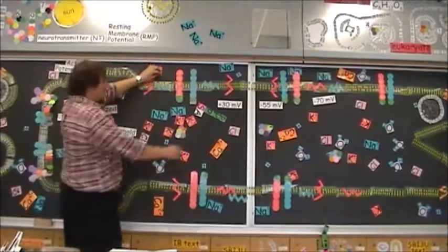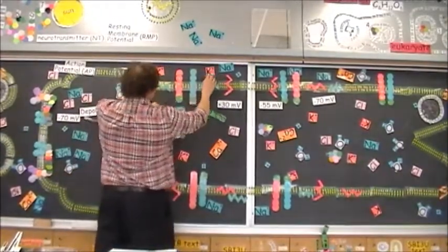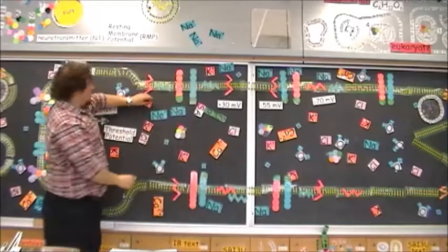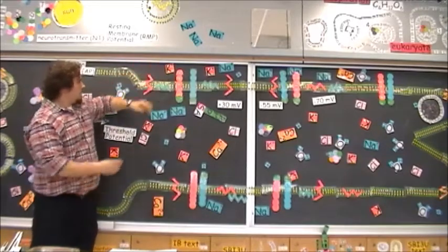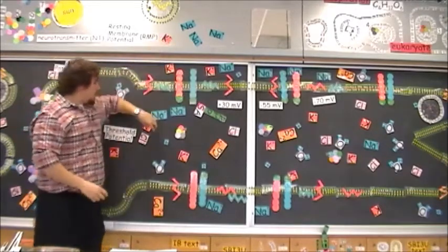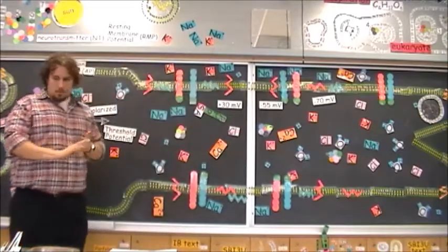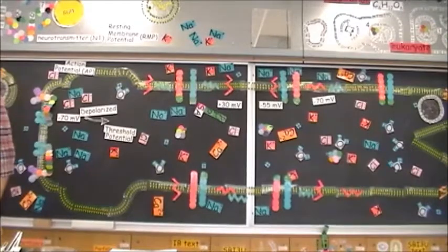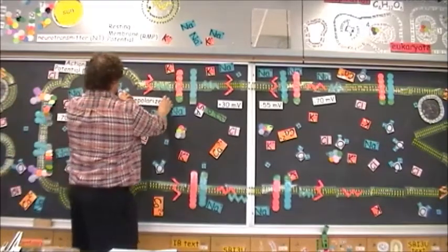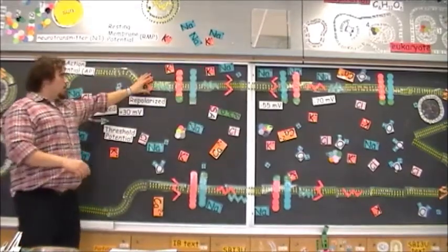All right, so the potassium starts moving out, right? It flows through the channels, out of the cell, through the channels, out of the cell. Same over here, through the channels. So those potassiums move out. This is called repolarization. So this is becoming repolarized.